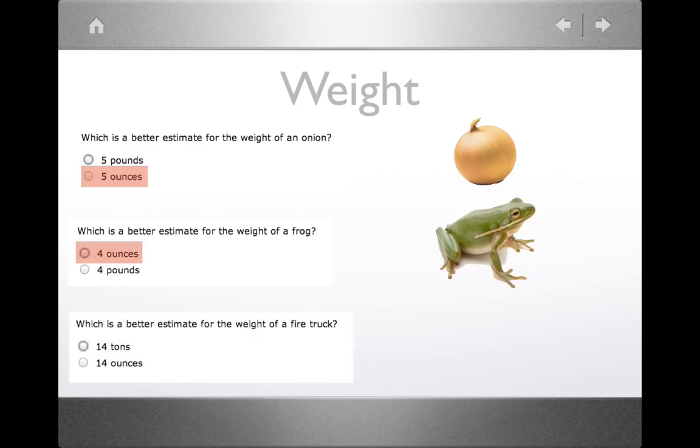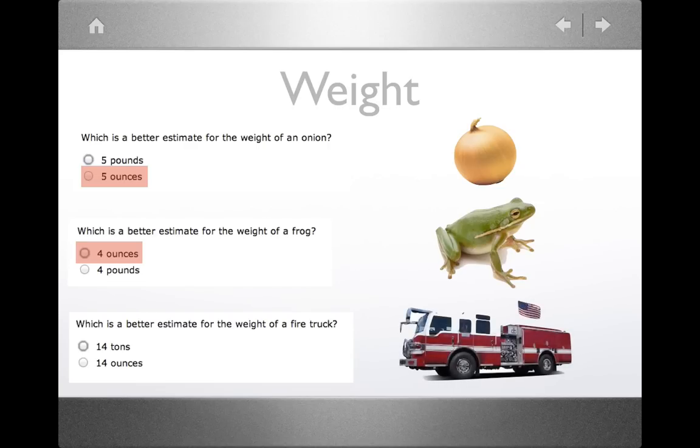Which is a better estimate for the weight of a fire truck? Woo! Look at that fire truck. Pretty long, pretty heavy. Do you think 14 ounces, so 14 palms of your hand? Or do you think 14 tons? 14 elephants. We're going to go with 14 tons.